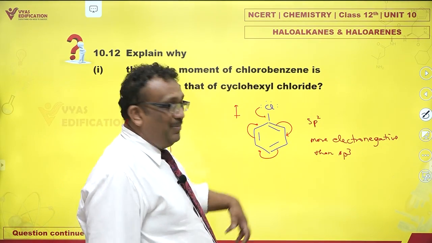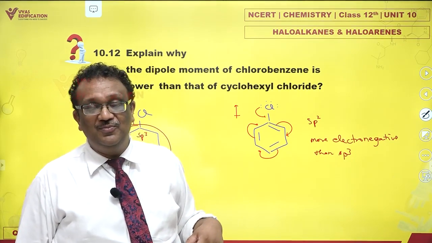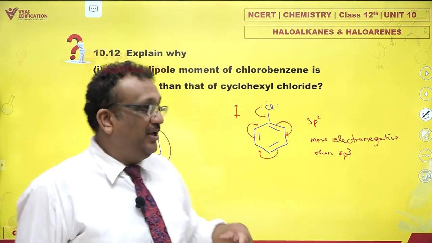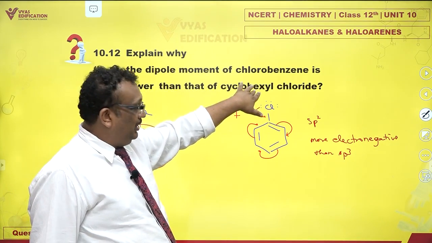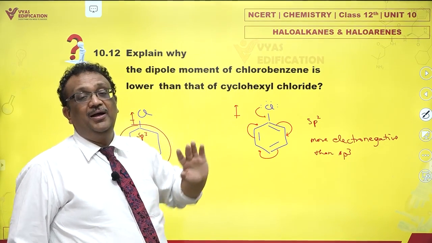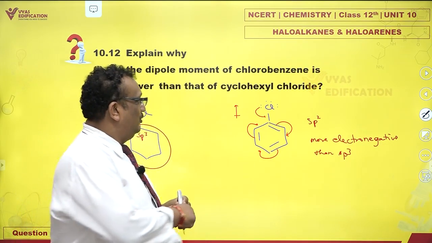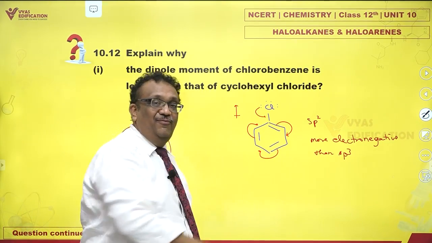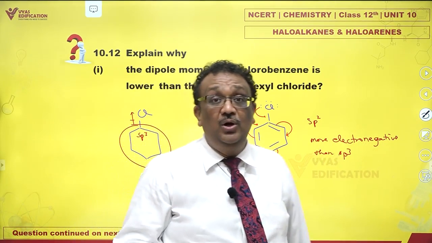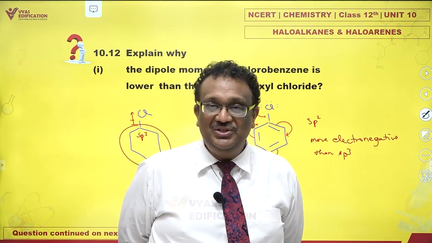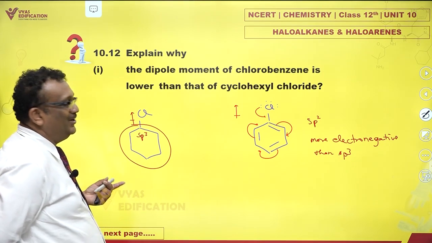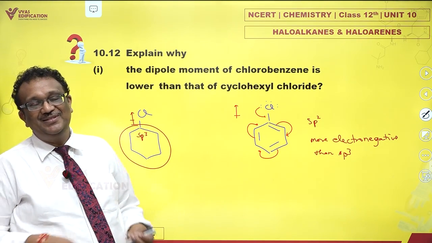So this coming back of the lone pair on the Cl atom into the benzene ring, while Cl is trying to take away electrons and the pi electron cloud is trying to again come back into the ring system. This opposite direction flow of electrons again reduces the dipole moment of chlorobenzene as compared to cyclohexane. As simple as this.